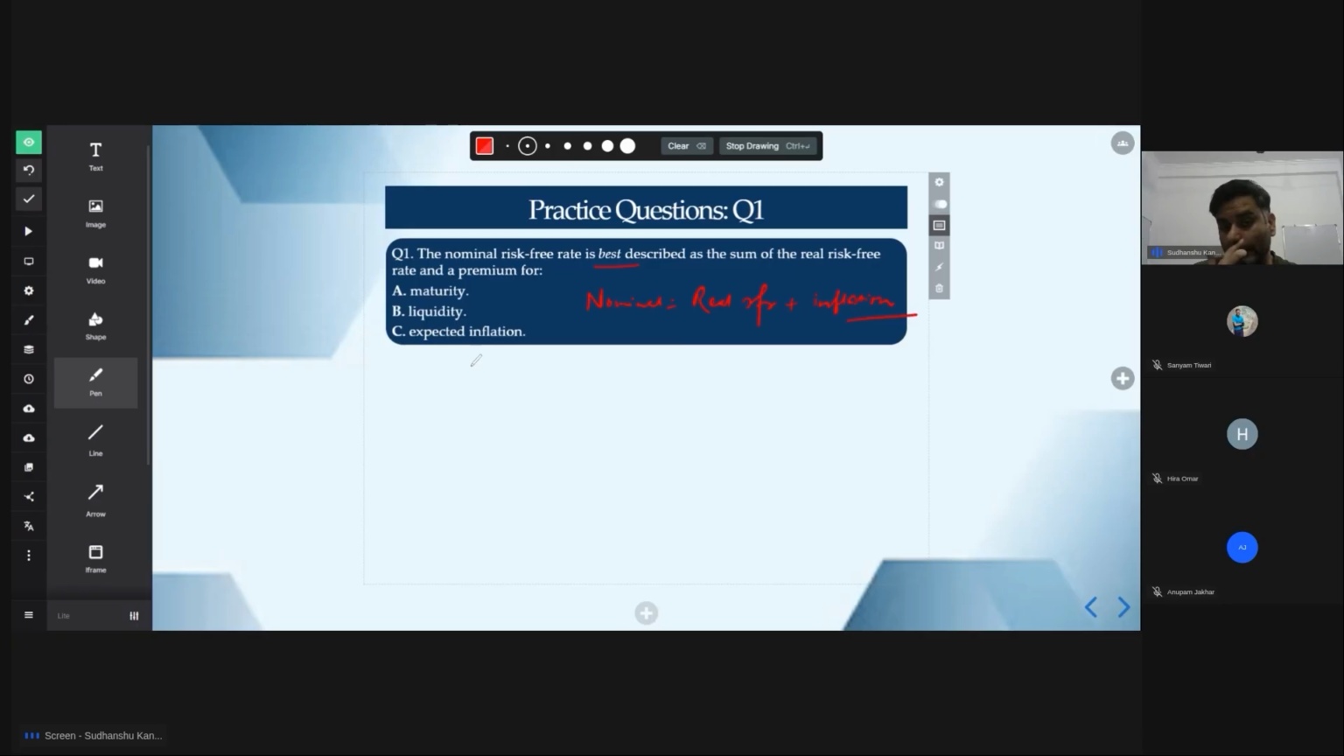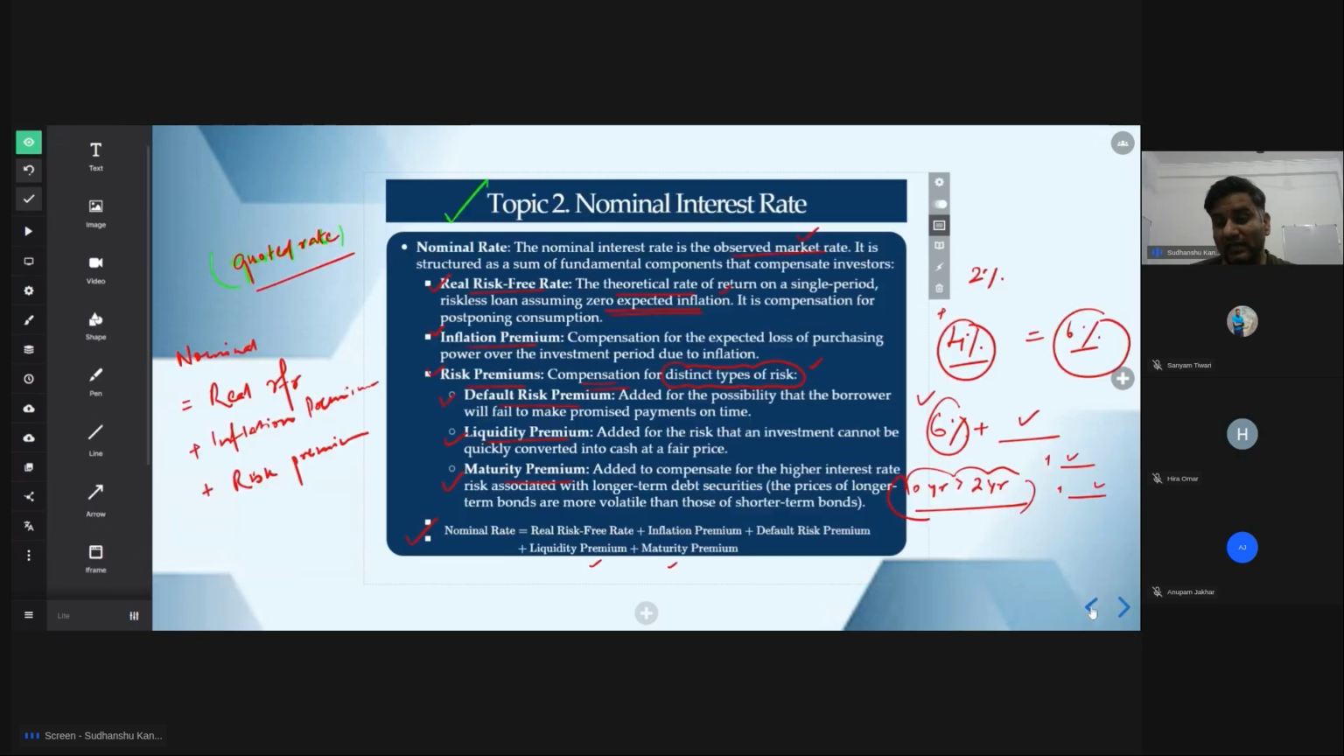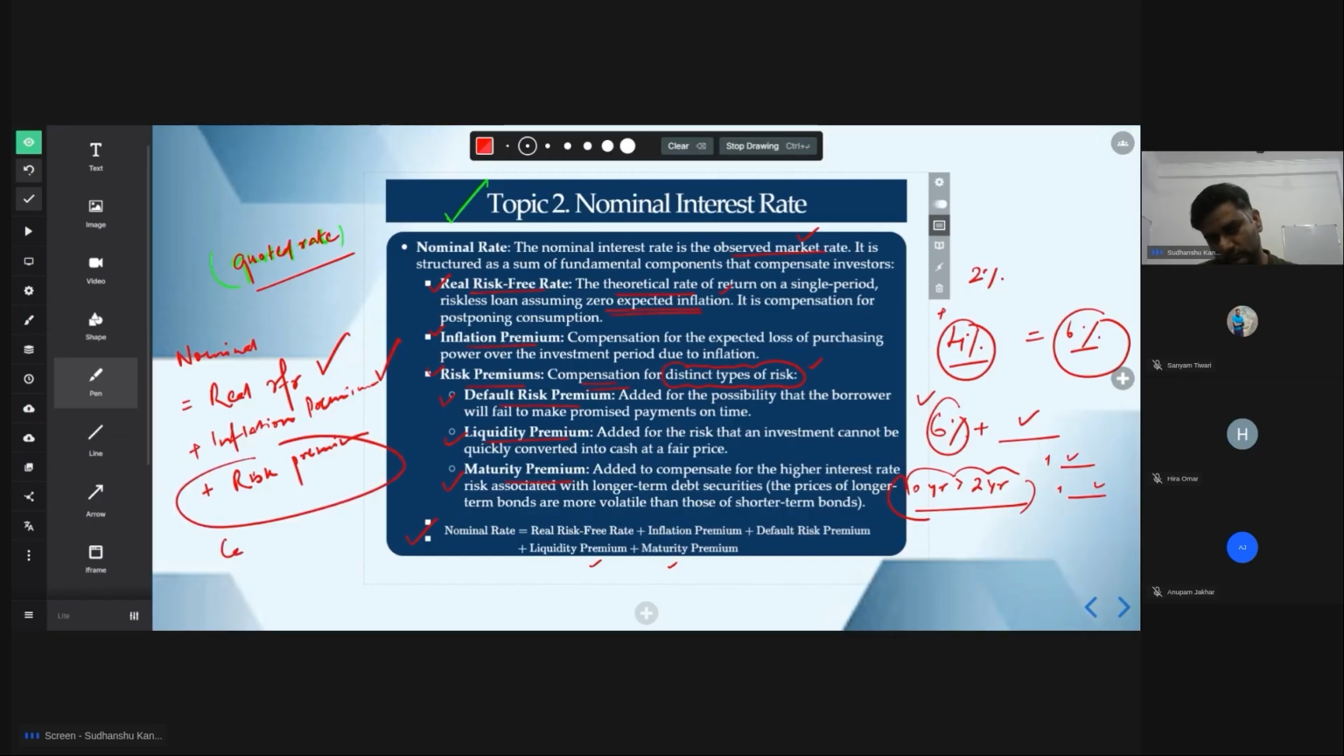Remember the rest three: default, maturity, and liquidity are case by case basis. Main two are these only. Real and inflation are main two. This is case by case basis. That's why I told you 2 plus 4 is 6%. This is main. Then depending on case by case, right? So main is real risk-free rate plus inflation. The rest three will depend on whether there is a certain case or not.